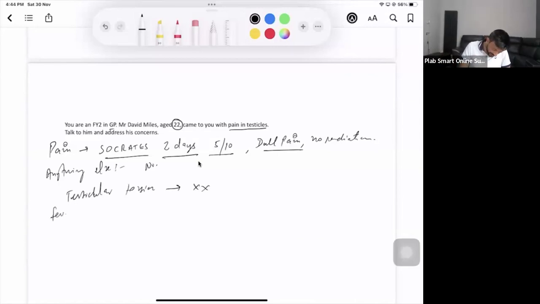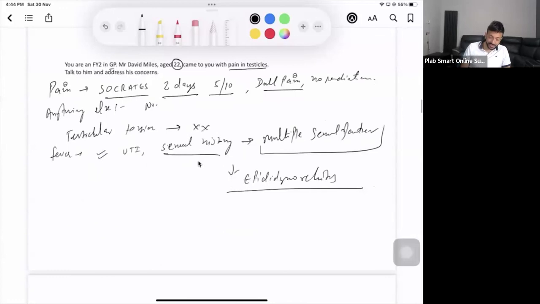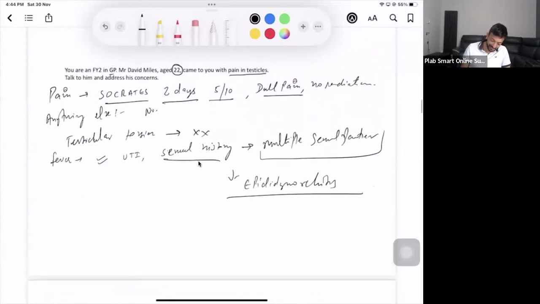So let's see if there is any fever or not. Sometimes the patient says yes to fever. Then you need to go for UTI questions as well. You need to go for sexual history as well. That's the main thing. So sometimes this patient has got multiple sexual partners, right? So it could be a case of epididymo-orchitis, right? Another thing, sometimes this patient is not having multiple sexual partners.